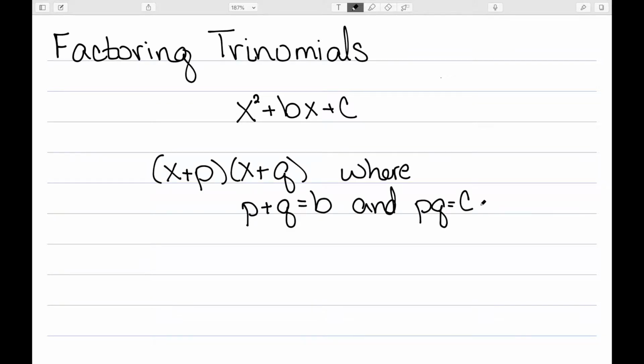The idea of this is we want to write it of this form, x plus p times x plus q. And what we need is that p plus q is equal to b, my coefficient in front of x, and p times q is equal to c, the constant number at the end. And when we do this, we're going to start by thinking of everything that multiplies to give us c and figure out which one of those adds to give us b. So let's start to look at this.